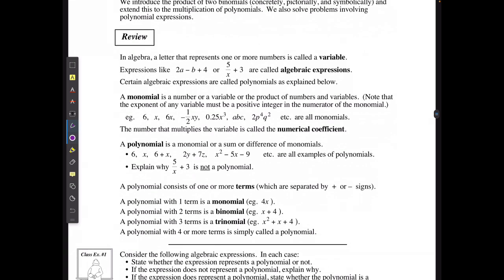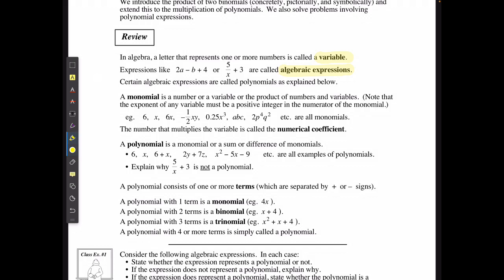So to begin with, there's some things that you should already know coming out of junior high. In algebra, a letter that represents one or more numbers is referred to as a variable. Expressions like 2a minus b plus 4 or 5 over x plus 3 are called algebraic expressions, where it's going to be mathematical expressions that include some sort of letter that's going to represent a variable or a number. Certain algebraic expressions are called polynomials based on certain criteria.